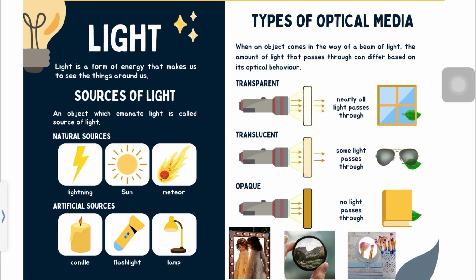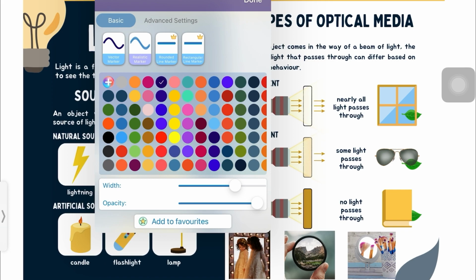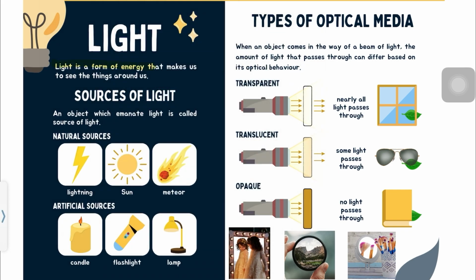Now my dear students, let us understand some of the important terminologies to understand the reflection of light. Already we have discussed what is light, right? It is a form of energy which makes us to see the objects around us. And we have already discussed source of light. What's the source of light? Any object that emits light is called source of light.